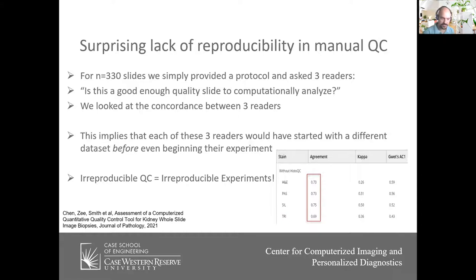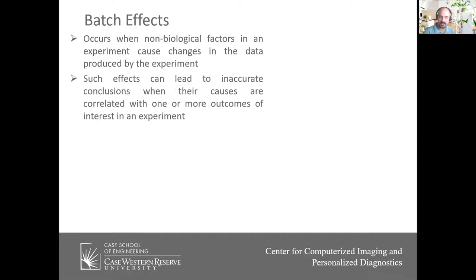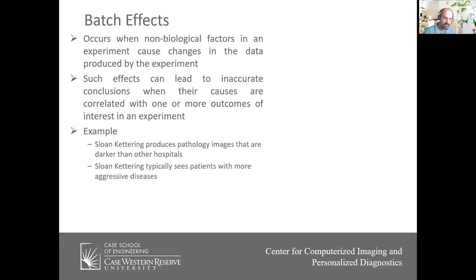We also see concerns associated with batch effects that most pathologists, I think, are probably pretty familiar with. It's this idea that non-biological factors are causing changes in the data, and that those factors are somehow associated with an outcome of interest. And that's a really bad worst case scenario. So here's a simple example to hopefully drive this home. Let's say Sloan Kettering produces pathology images that are darker than other hospitals. Maybe the scanner's tuned a little bit on the more contrast side, or they're overstaining slightly. And we also know that Sloan Kettering will typically see patients with more aggressive forms of disease, just as it being a very top class research hospital. So now it becomes interesting, because if I know that a slide is dark, then it can naturally indicate that that patient is likely to have a more aggressive disease, even though it has nothing to do with the underlying biology or that particular patient itself.